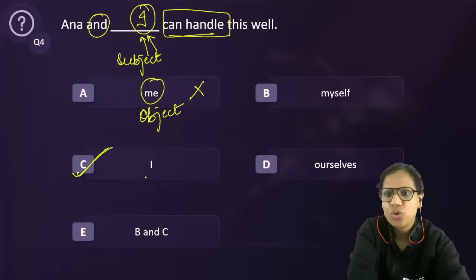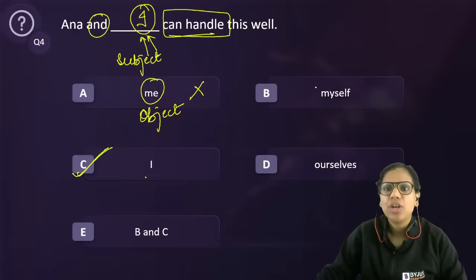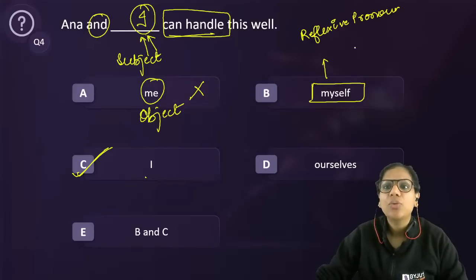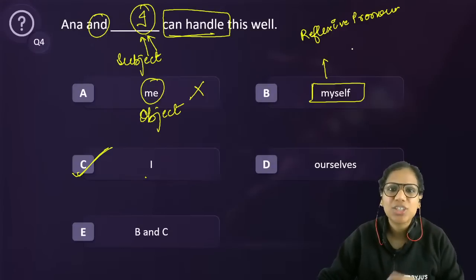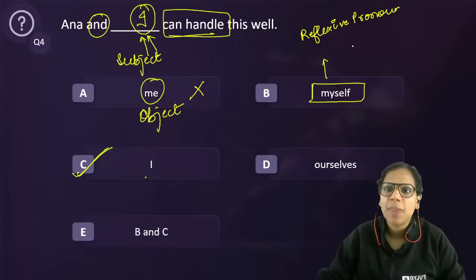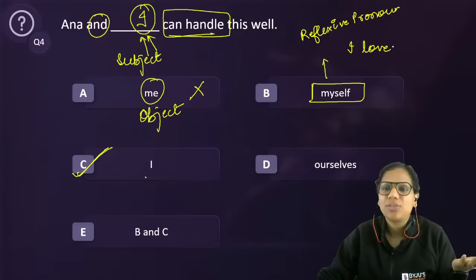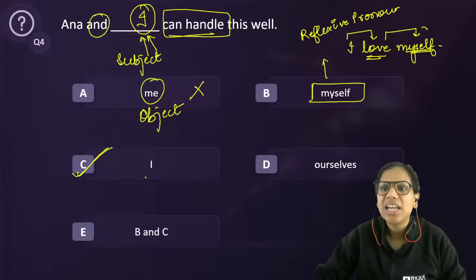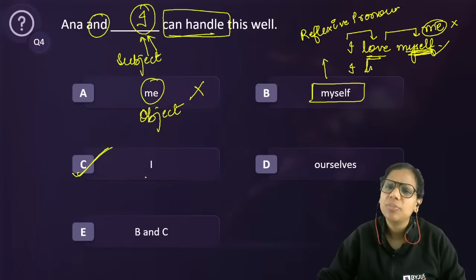No, myself does not fit. Those who said B, myself. When do we use myself? It is a reflexive pronoun. You use myself when the same person is the doer of the action and the same person is the receiver of the action. So I love myself. The same person is the doer of this action and the receiver. So instead of saying I love me, I should say I love myself. I hurt myself.